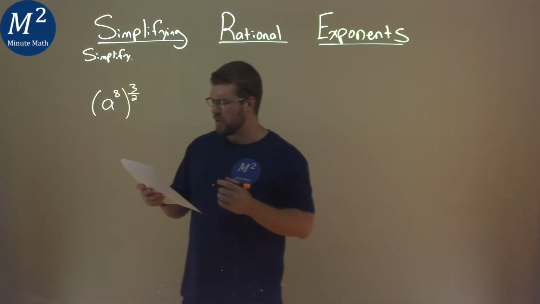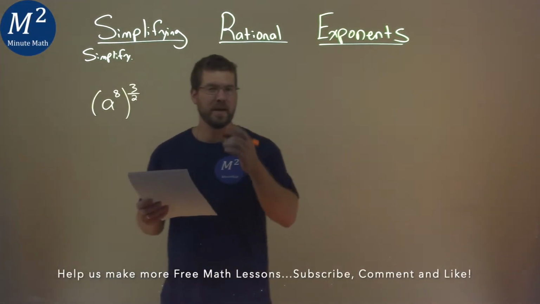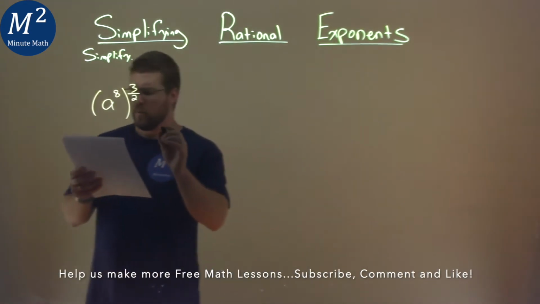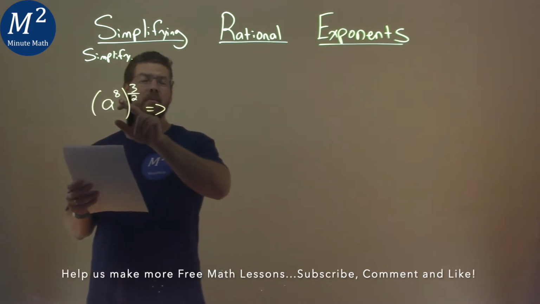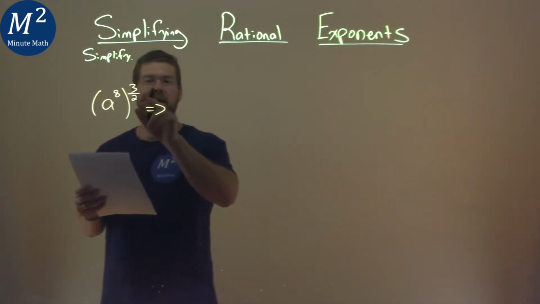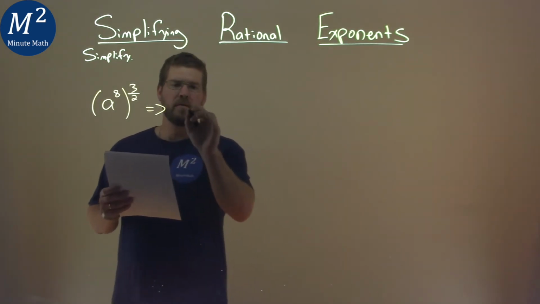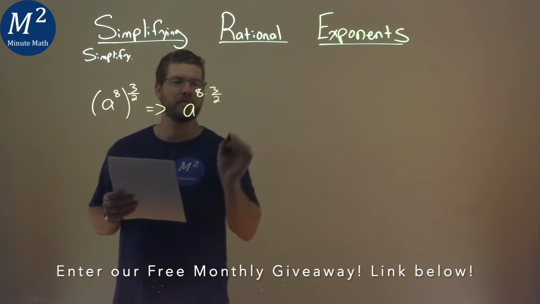We're given this problem right here, a to the 8th power all to the 3 halves power, and we got to simplify. Well, we know our rules of exponents here is when we have something raised to a power, all of it raised to another power, we multiply the exponents. So this really is a to the 8 times 3 halves.